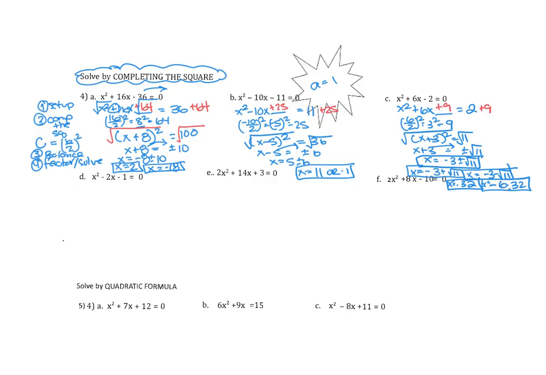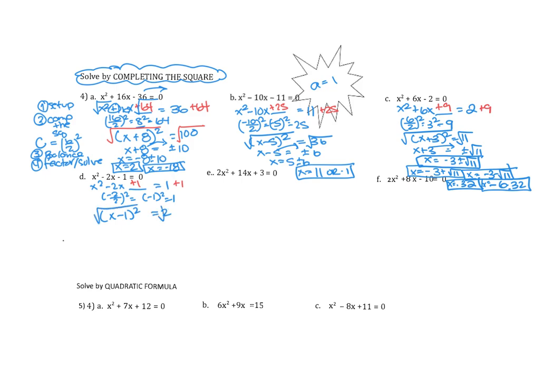So let's take a look at D. Again, let's do my setup. X squared minus 2x, leave a space, equals 1. Negative 2 divided by 2, squared, is negative 1 squared, which is 1. That's the number I'm going to add to both sides, plus 1, and then when I factor I get x minus 1 squared equals 2.